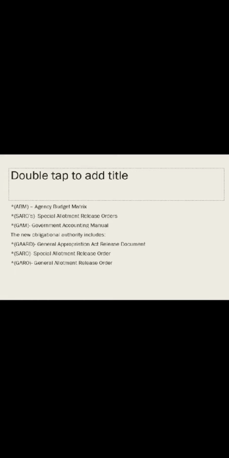EBM or Agency Budget Matrix, SARO or Special Allotment Release Orders, GAM, Government Accounting Manual. The new obligational authority includes GAARD or General Appropriation Act Release Document, SARO or Special Allotment Release Order, and lastly, GARO or General Allotment Release Order.